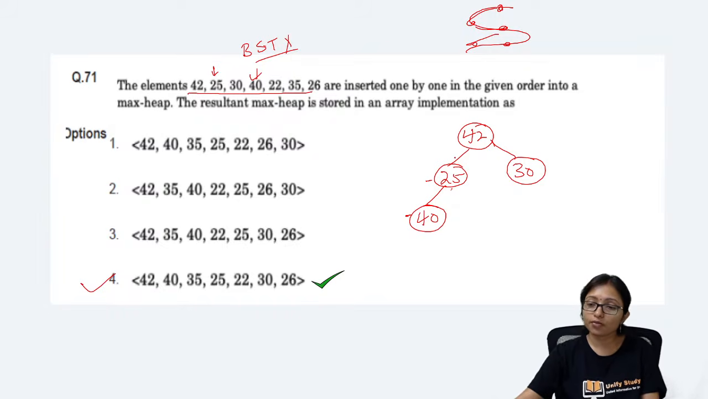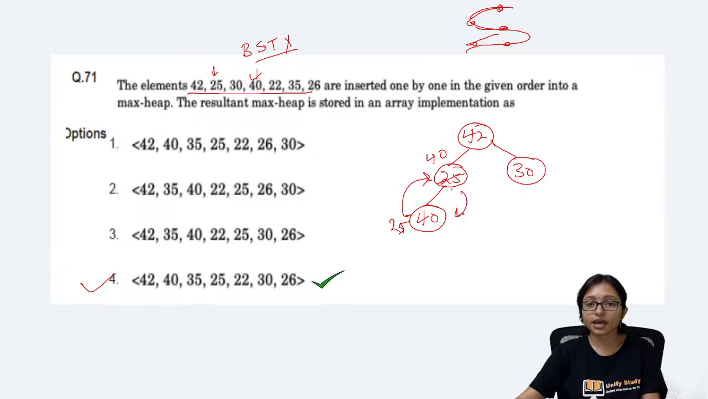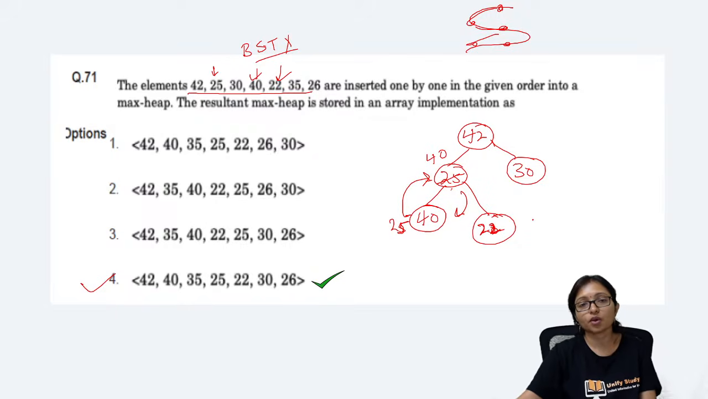So I need to perform a heapify operation here. That's why I need to do the swapping. How to do the swapping? The swapping is required here. That is 40 is here, 25 is here. We did the swapping. After that, what to do? Next element is 22. So I am sending the next element here. That is 22. It's okay. 22 will come here. That is no problem.